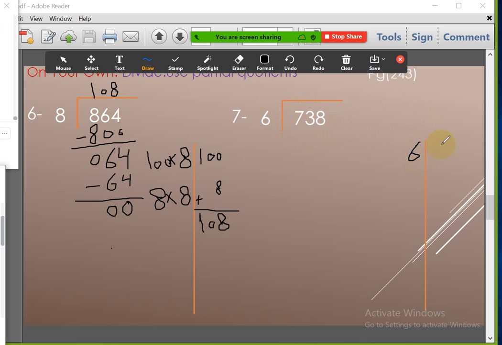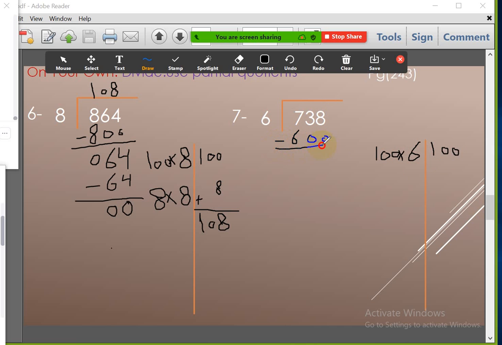6 multiply 100, Dana. 6 multiply 100 equals 600. Very good. Can I subtract 600 from 738, Dana? Yes, very good. So I can subtract it from 738. So I will choose 100. 100 multiplied 6 equals 600. So I will subtract this from the dividend.